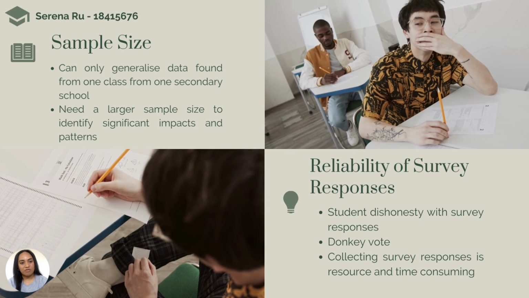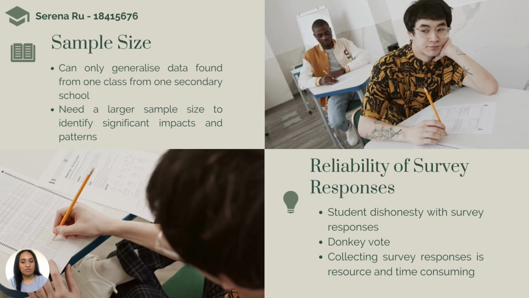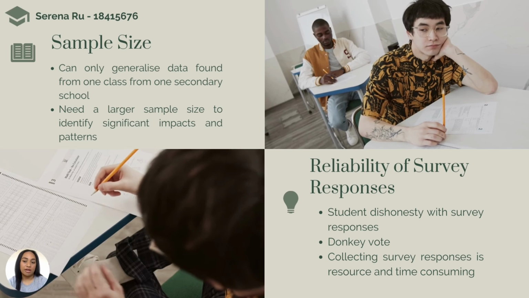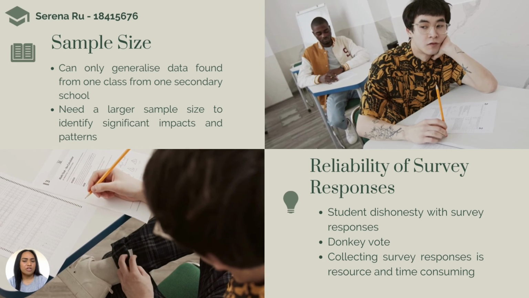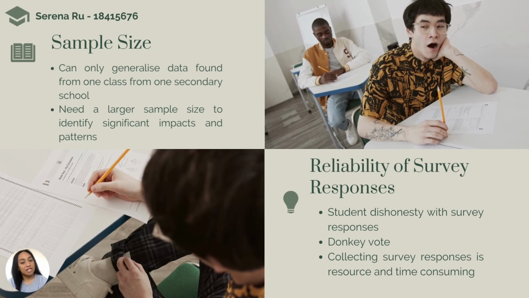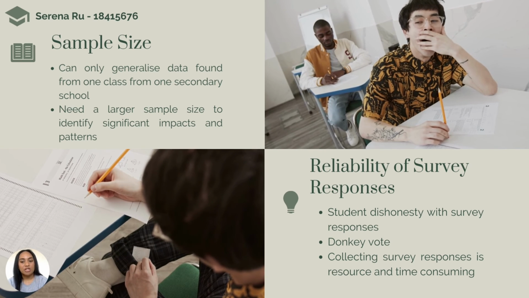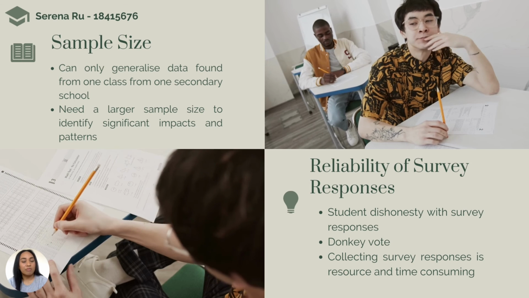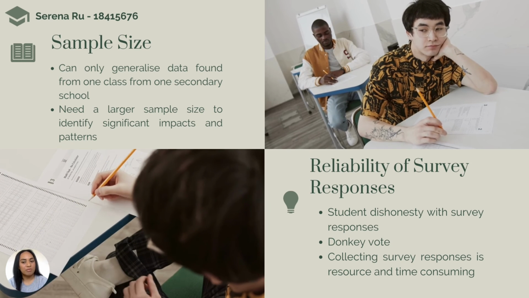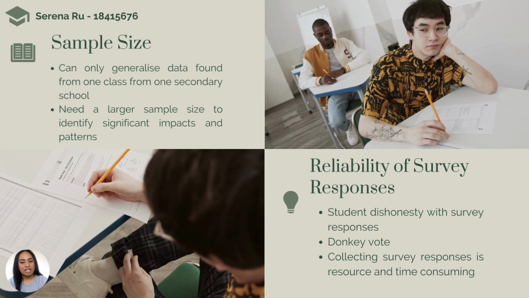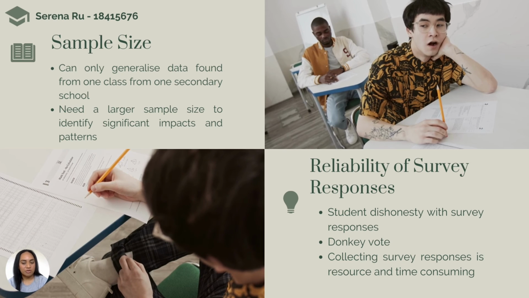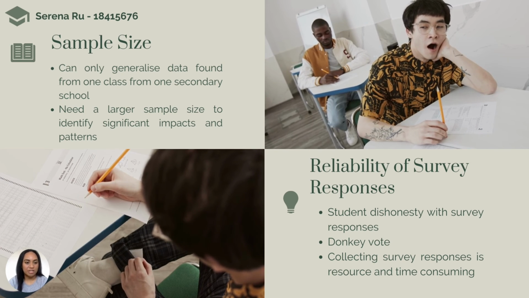Likewise, the limitation of reliability would be tested for students' responses on their weekly Google Likert and exit surveys. Students may potentially be dishonest and may even do a dodgy vote instead of giving a genuine response. Students' responses may not provide enough detail and could repeat previous answers. Collecting survey responses can also be resource and time-consuming for the classroom teacher.